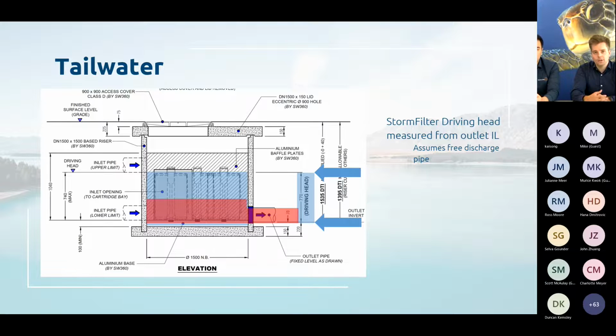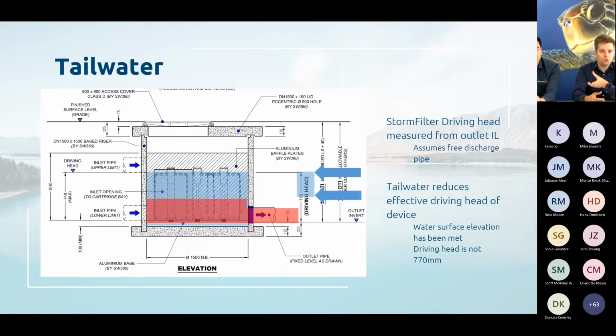If then there is tailwater that is acting upon the treatment device, whether that's from a swale or a stream that is downstream, whether it's from a detention tank that's fulfilling SMAF requirements, that will reduce the effective driving head of the device. So although the water surface elevation has been met and the floats have popped and the device is operating, the driving head has been reduced by the amount of the tailwater. So the effective driving head then is no longer 770 millimeters.